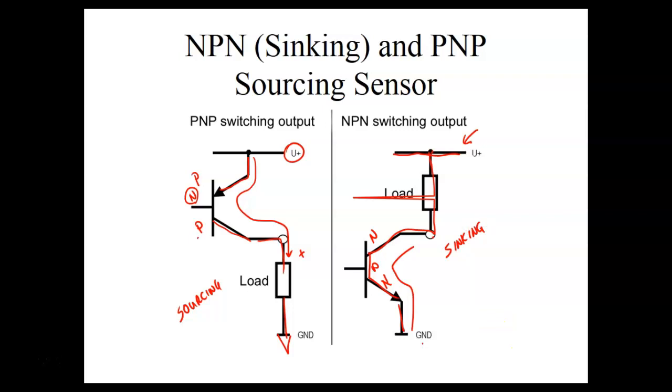Well, this would be the actual output of the sensor. So if you actually looked at the sensor itself, this is the way those sensors sink. So this is why it's called a PNP sensor, because it uses a PNP transistor as the output. And this is why a sinking sensor is called an NPN, right? And a sourcing sensor is called a PNP.